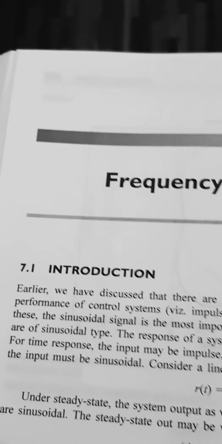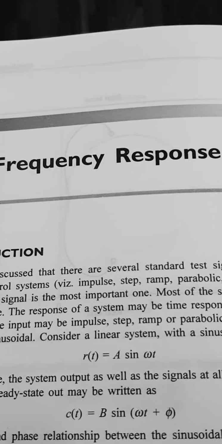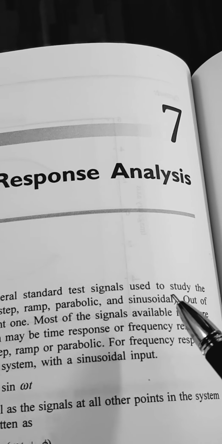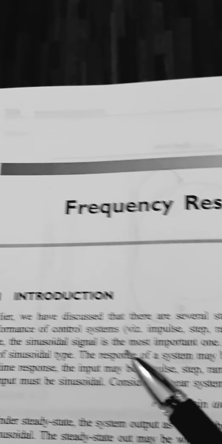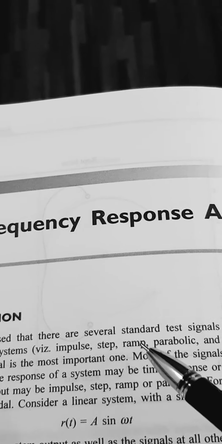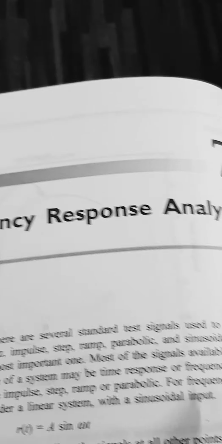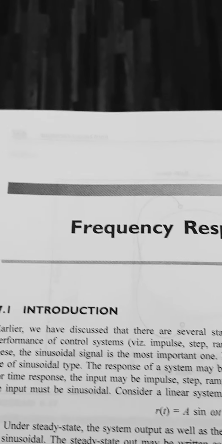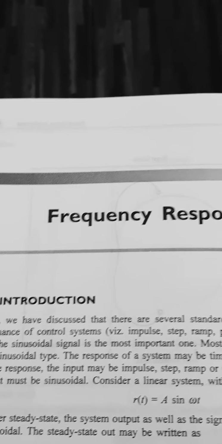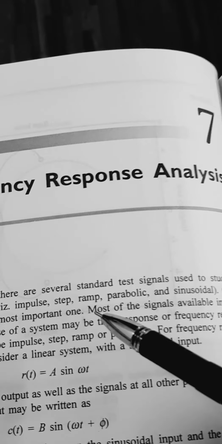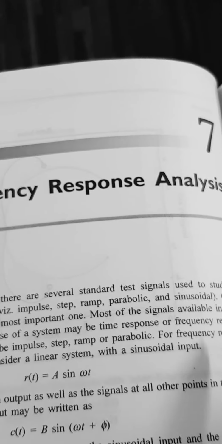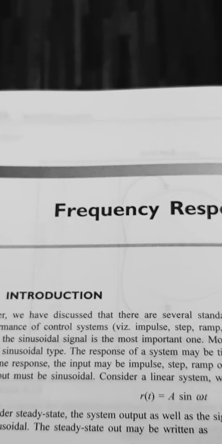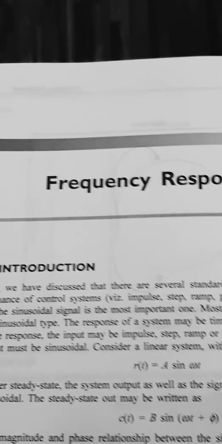We are already aware that there are standard testing signals used to study the performance of a control system, that is impulse, step, ramp, parabolic and sinusoidal. Out of these, the sinusoidal signal is the most important one. Most of the signals available in nature are of sinusoidal type.